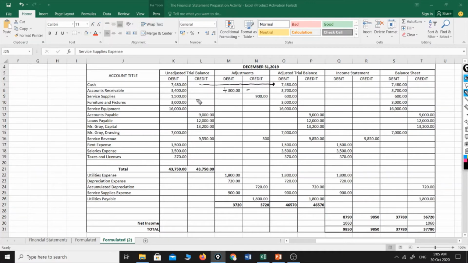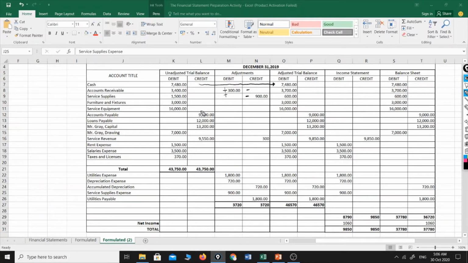So next is the service supplies. It is an asset account. Its normal balance is debit. So if the amount is a debit, it should be added, and if the amount is a credit, it should be deducted. Okay? So 1,500 plus debit, of course, there's no debited amount, minus the 900. So we have a total amount of 600 pesos.